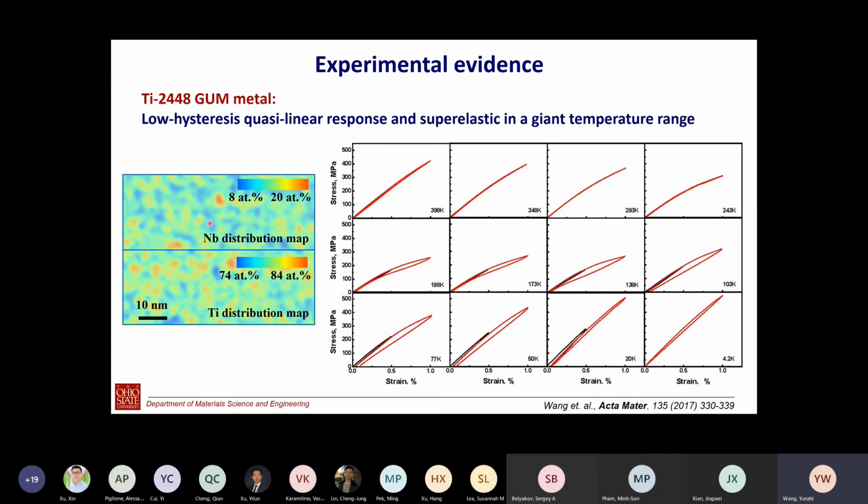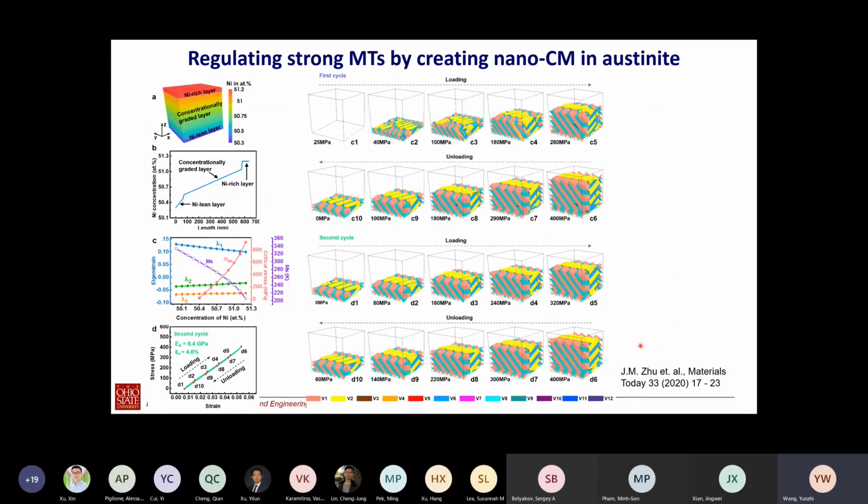And they show that in this material, in this atom probe data, we do see nanoscale concentration modulation. This is niobium content in the system. It changes from 8% all the way to 20%. And that's how they behave, the stress-strain curve, within a very large temperature range, all the way down to 4 Kelvin, showing this pseudo-elastic and linear response. So this is the ideal one for us for bioimplants and also for a lot of other applications.